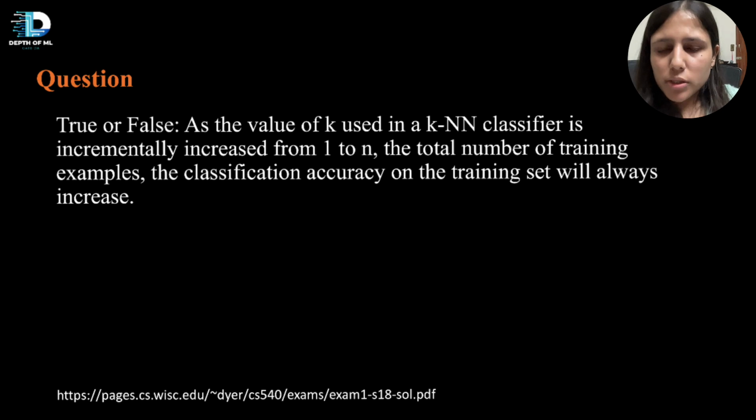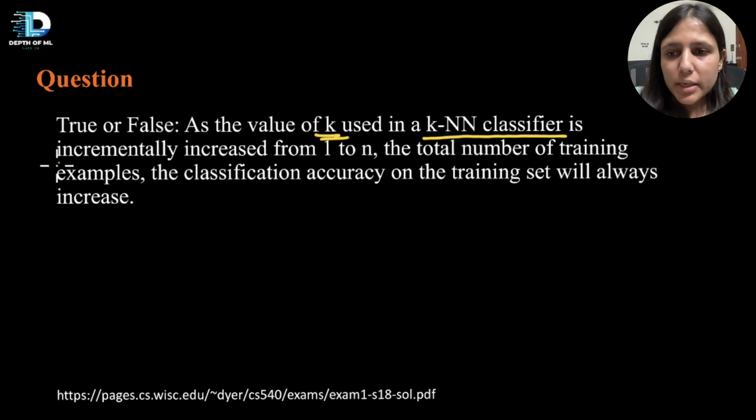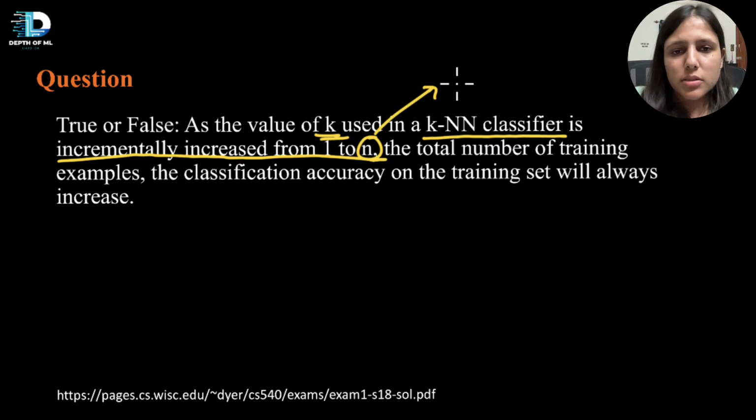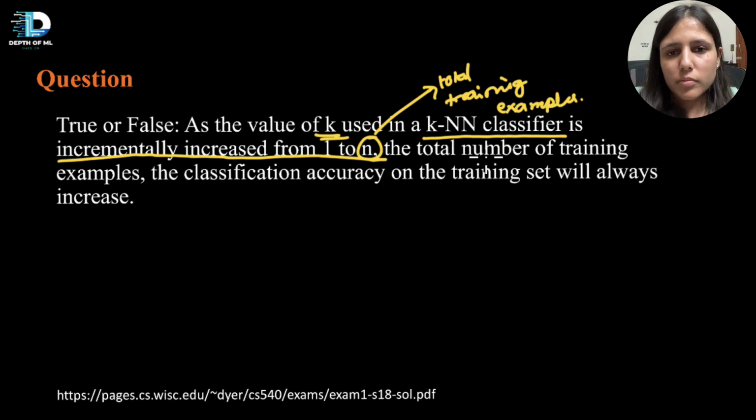So this is a true-false question. They are asking, as the value of k used in a KNN classifier is incrementally increased from 1 to n, the total number of training examples, the classification accuracy on the training set will always increase.